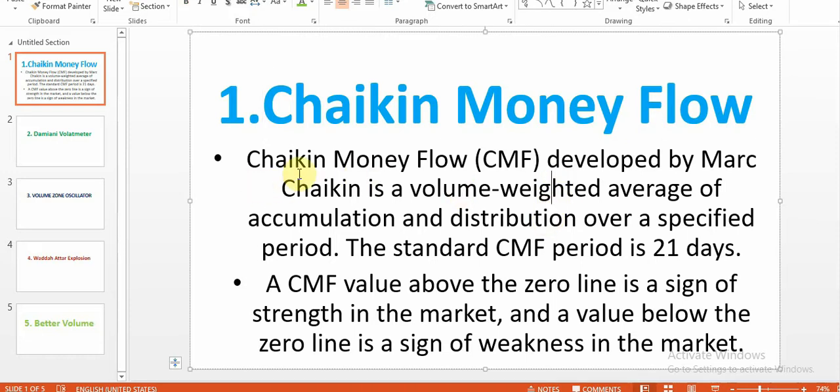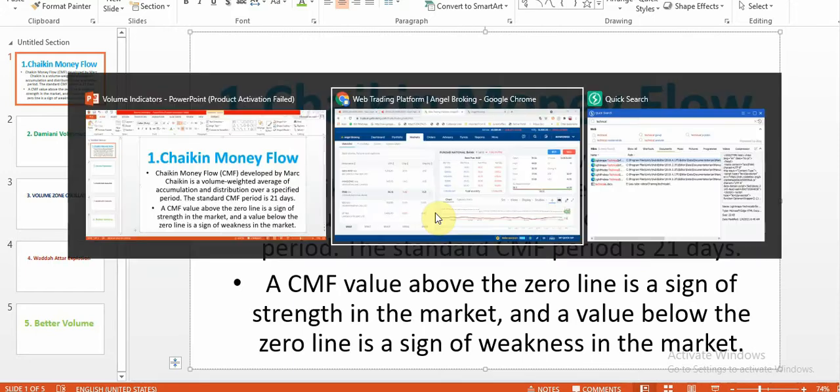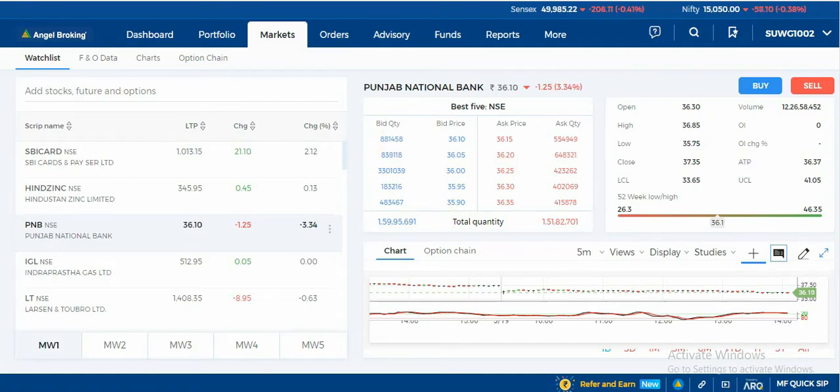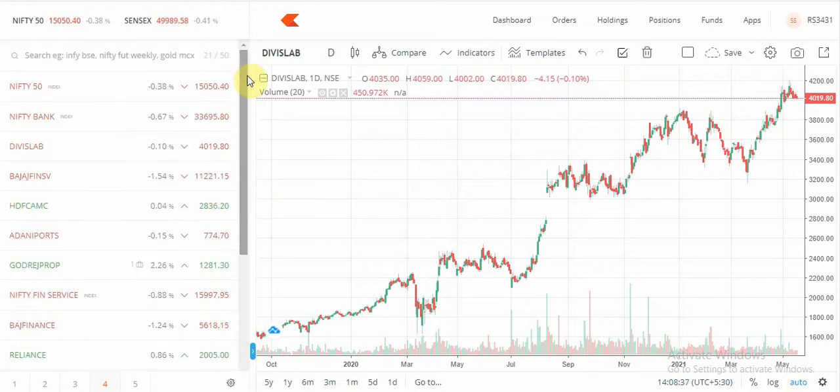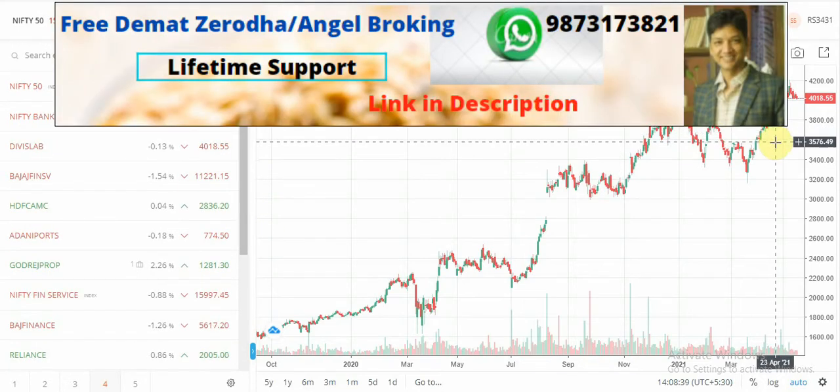The definition is very simple. The Chaikin Money Flow indicator, developed by Mark Chaikin, is a volume weighted average of accumulation and distribution over a specified period, and the period is 21 days. We'll be learning about this indicator with the help of our two trading platforms, Zerodha and Angel Broking. If you have one of the accounts, that will be useful for you. If you do not have the accounts, you can open the account free of cost by going to the description.